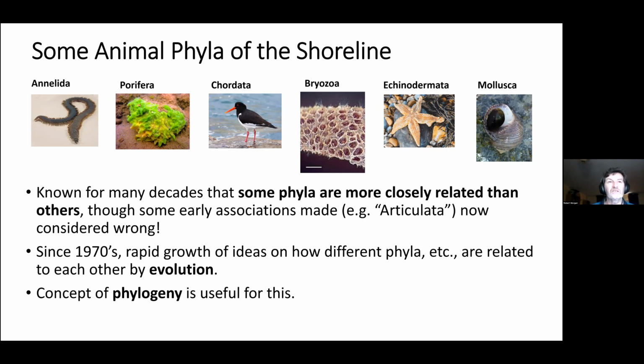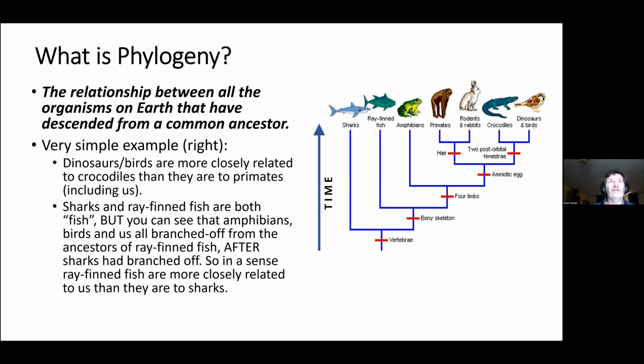But since the 1970s, there's been a rapid growth of ideas on how the different groups are related to each other. So I think I mentioned phylogeny in the words that went with the poster for this talk. So what actually is phylogeny? Well, it's the relationship between all the organisms on Earth that have descended from a common ancestor. And this little diagram, which I pinched from somewhere or other, is an example of this sort of thing.